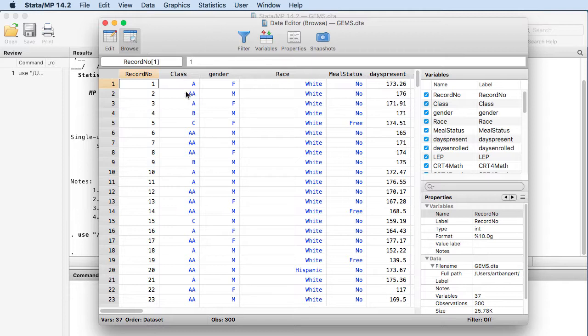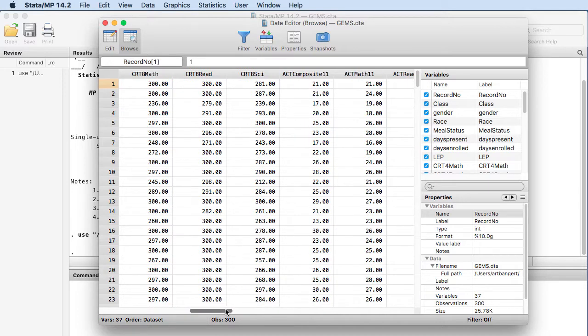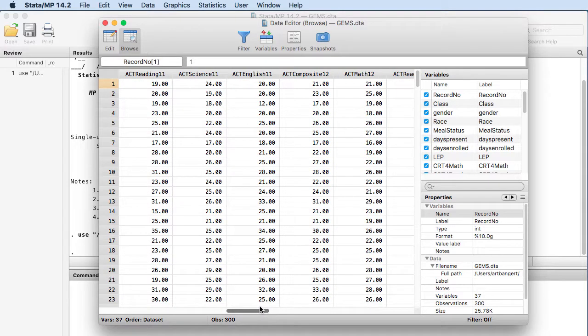The first variable, or the grouping variable, will be class. And so we're going to compare AA, A, B, and C schools on ACT mean math scores. We want to determine if those students differ in terms of their ACT 12th grade math scores.